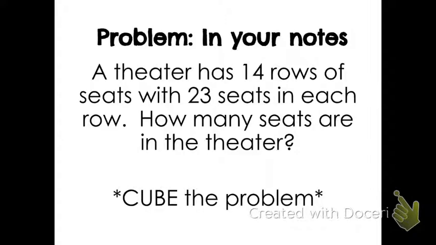I would also like for you to go ahead and write down this problem today in your notes. A theater has 14 rows of seats with 23 seats in each row. How many seats are in the theater? Cube the problem. Well, we know with our cubing skills that we are going to go ahead and circle our numbers. So on this one, I'm circling my numbers.